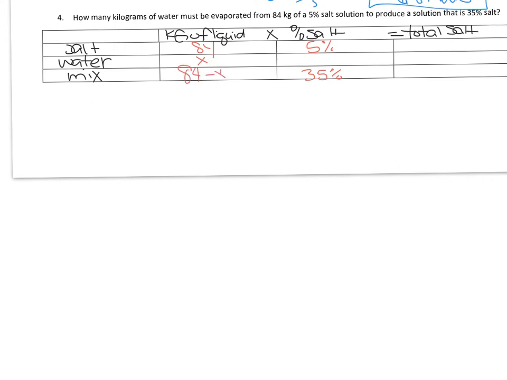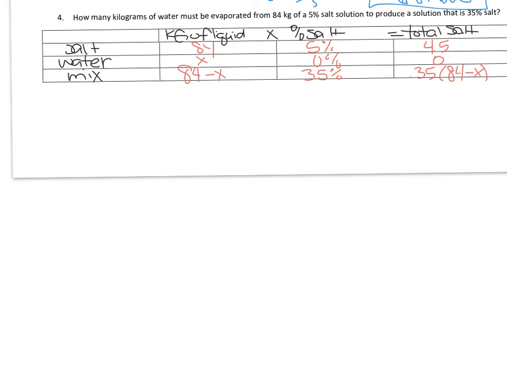84 minus X. Okay, and then lastly, I need the salt. Assuming this is just plain, pure water, how much salt is in water? 0%. Once again, assuming it's just pure water, is 0%. Okay, and then we can go through, fill in our last column. Once again, keep in mind that we're changing our percents to a decimal. So I have 4.5 amount of salt in my salt mixture, 0 for my water, and then 0.35 times 84 minus X for my final mixture.